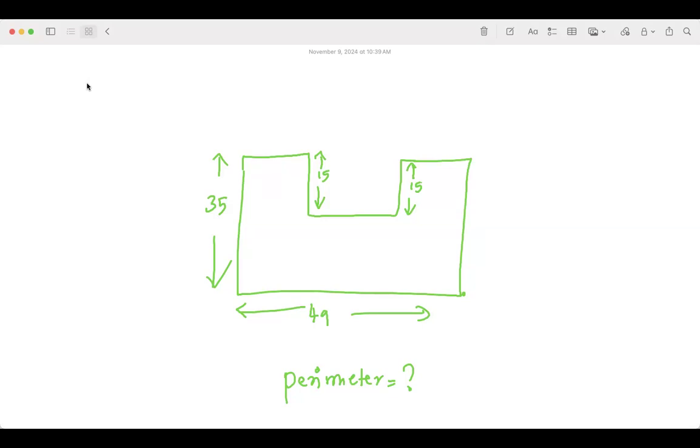Let me see. Did I get it correct? Neil got it right. Samhit, no Samhit. Samhit, can you show me which are the sides you included? Let's see whether you included everything.